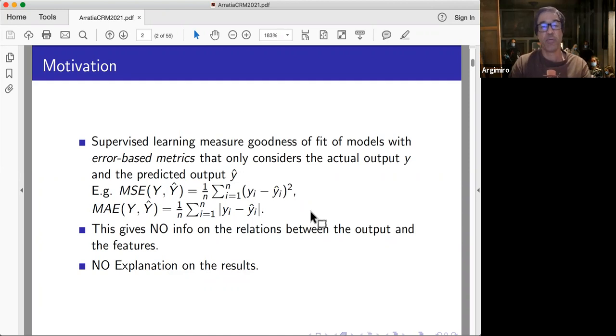But these kinds of measures, which have been the most often used through the whole 20th century, give us no information on the relation between the output and the features, the variables and the information that we have used in getting our estimated answer. And so they have no explanation of the results, right?